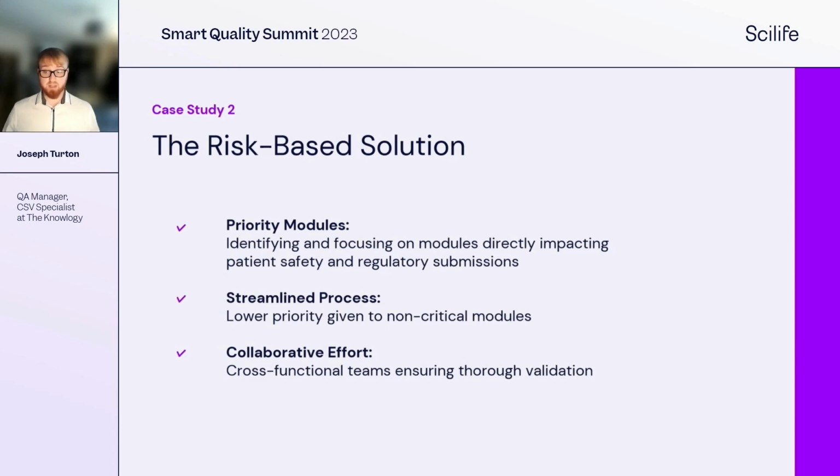Once the categorization was clear, GCP Solutions strategically allocated the resources. They dedicated the majority of their efforts, approximately 70%, towards validating their critical modules. This ensured that no stone was left unturned when it came to compliance and patient safety. The remaining 30% of the resources were assigned to the non-critical modules, and by doing so, they streamlined the validation process without compromising quality.